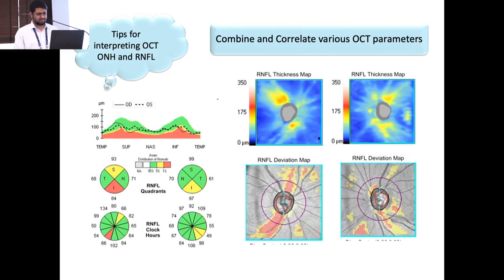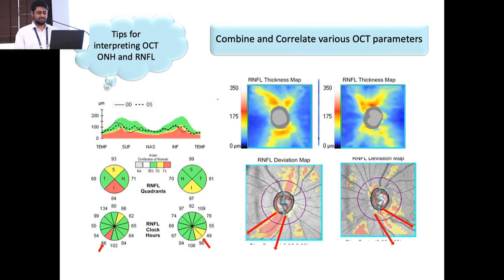And coming to some tips for interpreting OCT of the optic nerve head and retinal nerve fiber layer. Combine and correlate OCT parameters. Never use a single parameter. Always correlate. Here you can see the inferior neuroretinal rim is thinner. In the area map, you can see the retinal nerve fiber layer defect. Coming to the thickness map, you need to focus clearly.